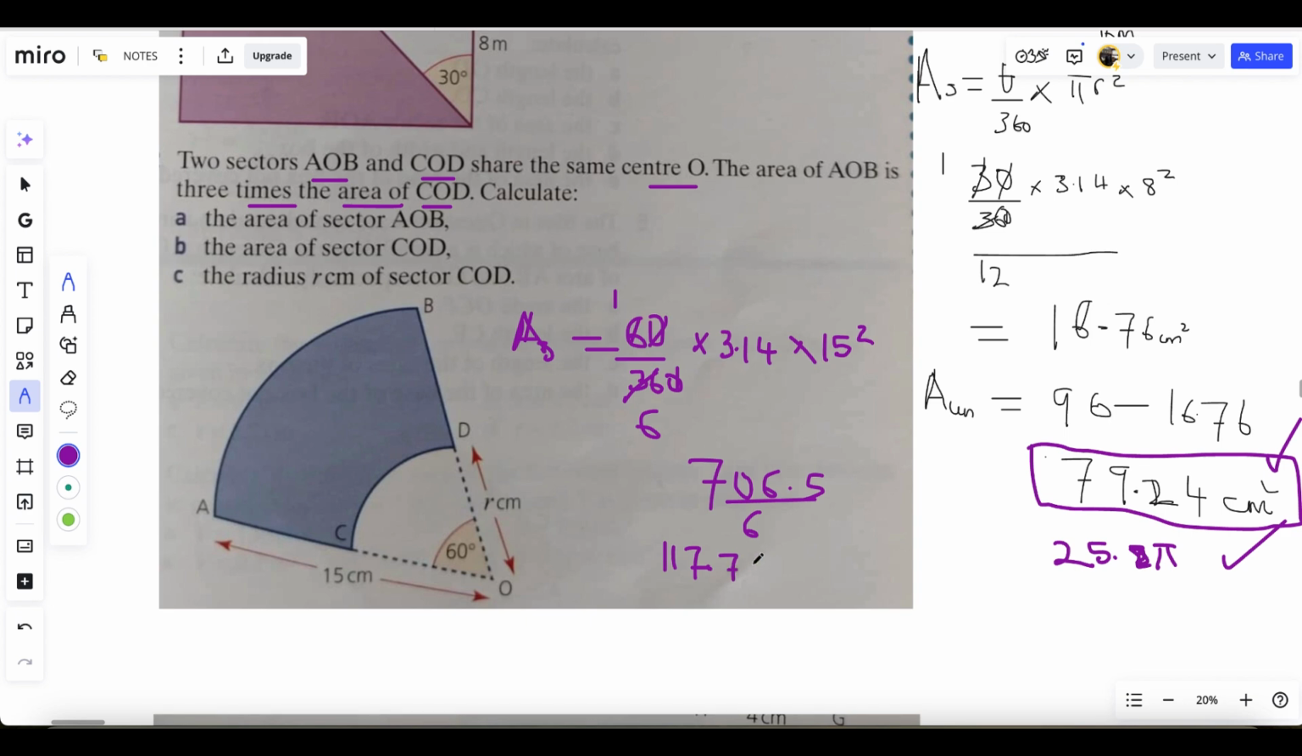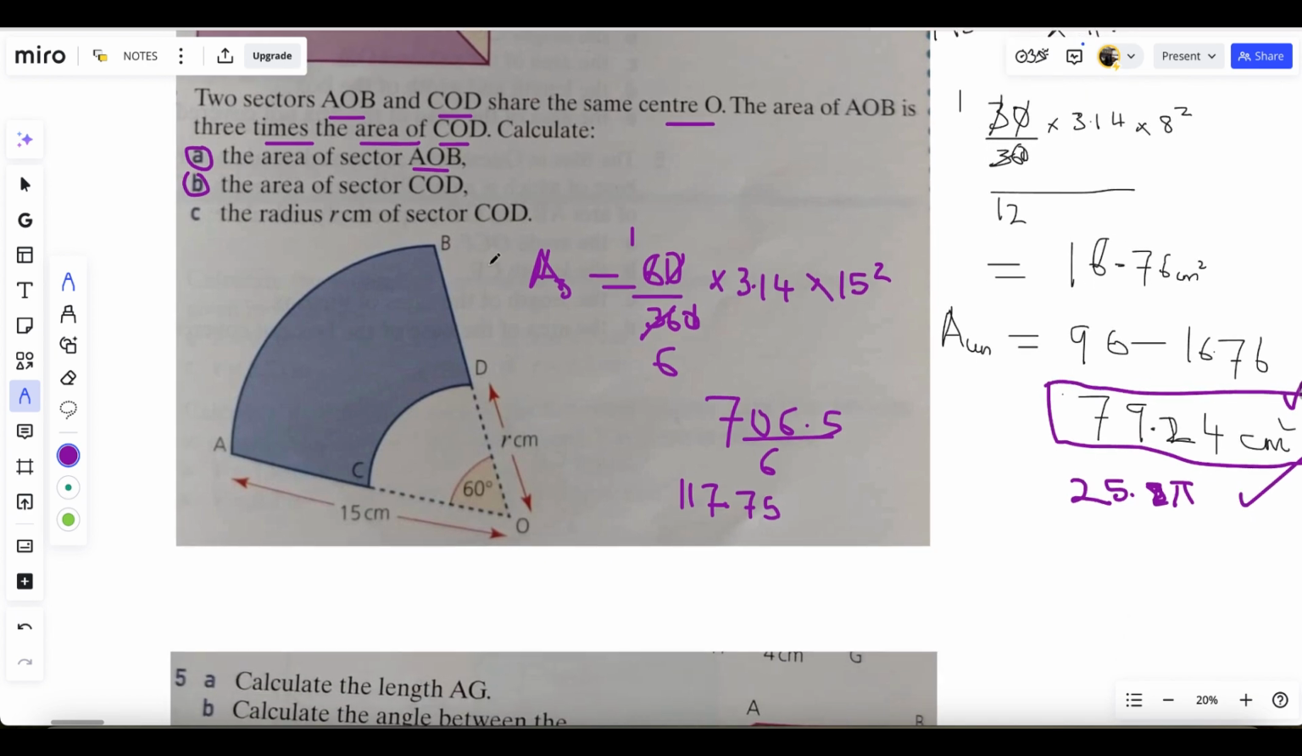This is the area of the big sector, the whole area. So that's the first question: calculate the area of sector AOB. We should calculate the area of AOB, the whole. Okay, so we've done that. We calculated the area of AOB. Now the next one is the area of the small one. To calculate it is easy because it says the big one is 3 times the size of the small one. This is for question A.